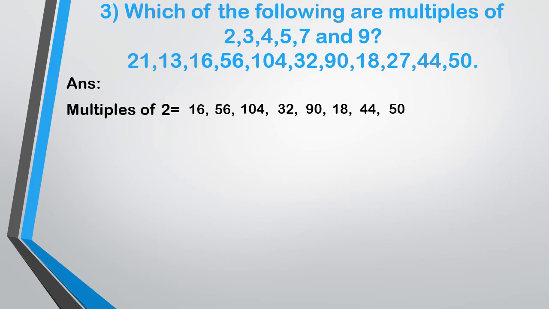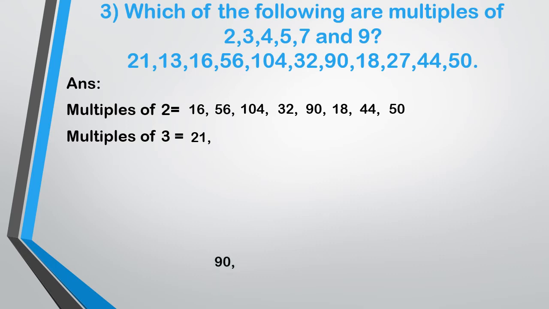Look at these numbers. All numbers are even. Then multiples of 3. 21 comes in 3 table, so you can write 21. Then 13 doesn't come in 3 table. 16 doesn't come in 3 table.